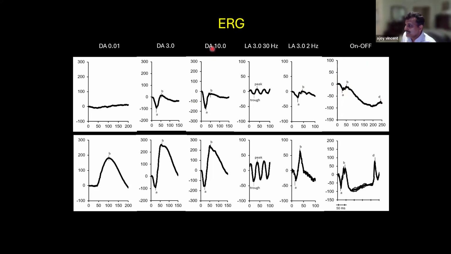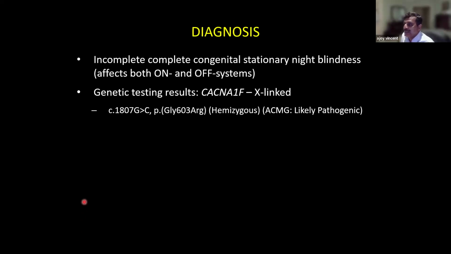In the context of these symptoms that you're seeing in a child with nystagmus and photophobia and a myopic refractive error, this is a diagnosis of incomplete CSNB, and genetic testing revealed, in a calcium channel gene known to cause X-linked CSNB, there is a likely pathogenic variant.